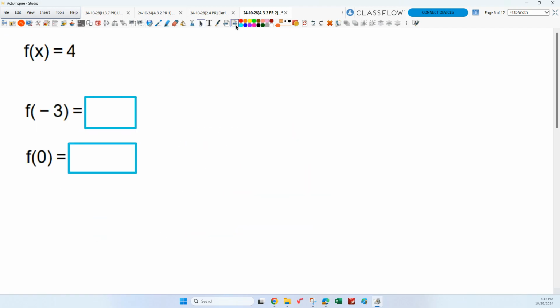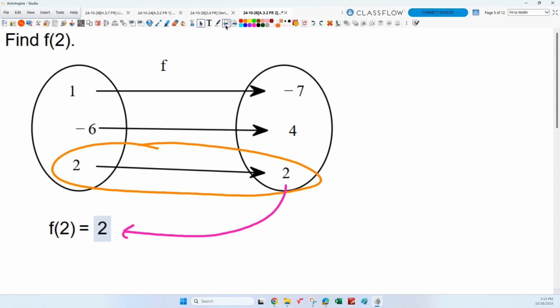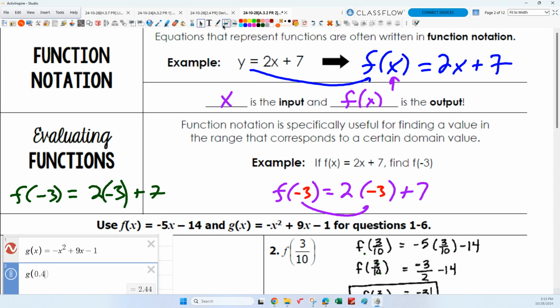Okay, what about this one? f of x is defined as 4. f of x equals 4. So what is f of -3? Anybody tell me? 4. It's 4. What's f of 0? 4. Why? Because this is really similar to what we did in the first example. When we wanted to find f of -3, I just plugged -3 in for x, right?